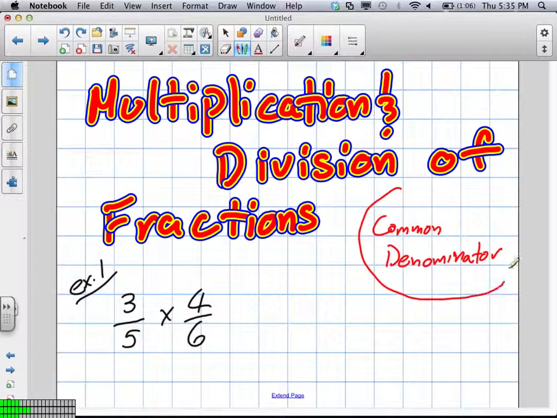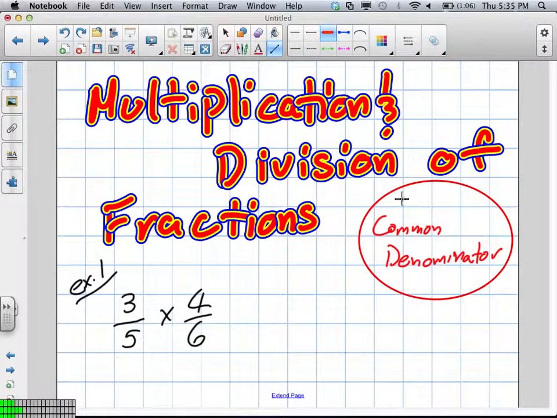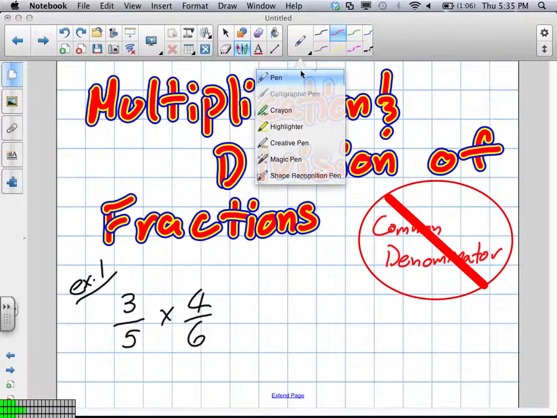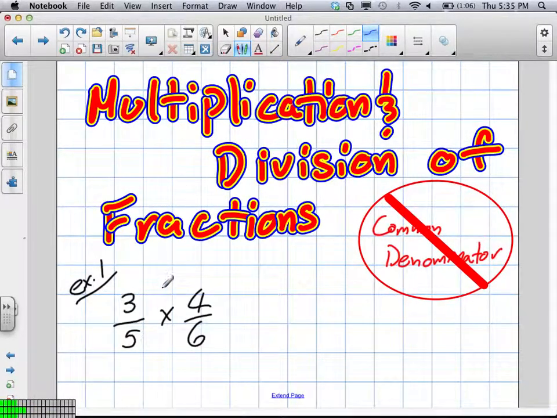The reason is because this is a common error. When doing this, you do not need a common denominator. Okay, so that's going to be our big note for that. Now, what's important is you just multiply across the top and multiply across the bottom. Okay, simple as that.